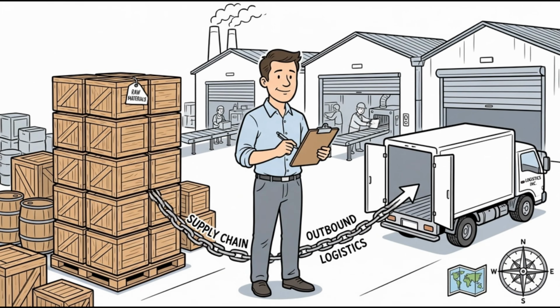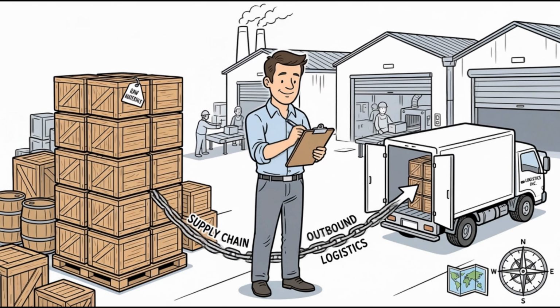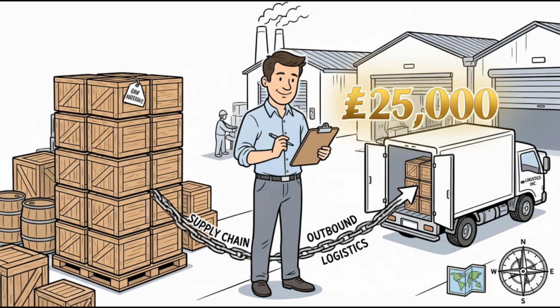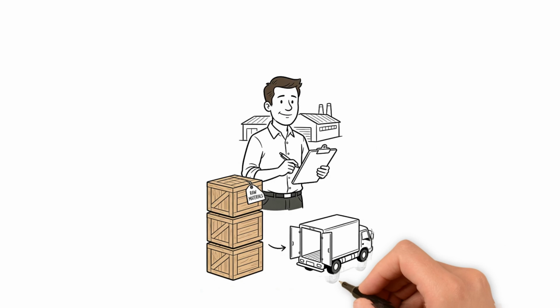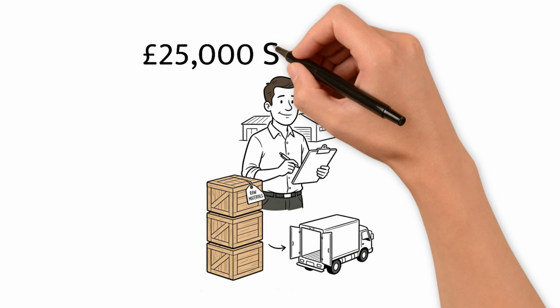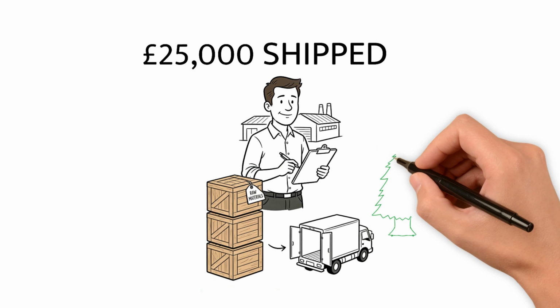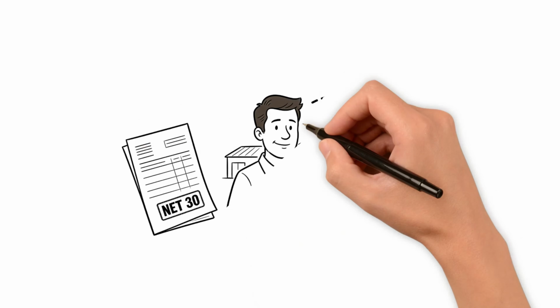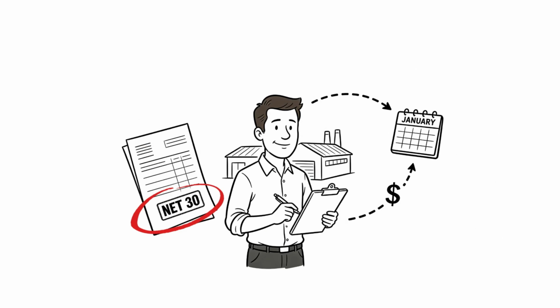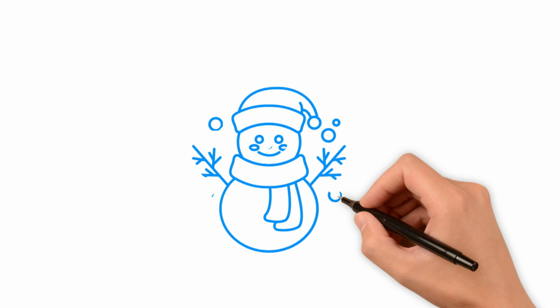You make the goods and ship the finished products, worth £25,000, to your customer on December 20th. You also give them 30-day terms, so you won't see their payment until January. Now, let's look at December.